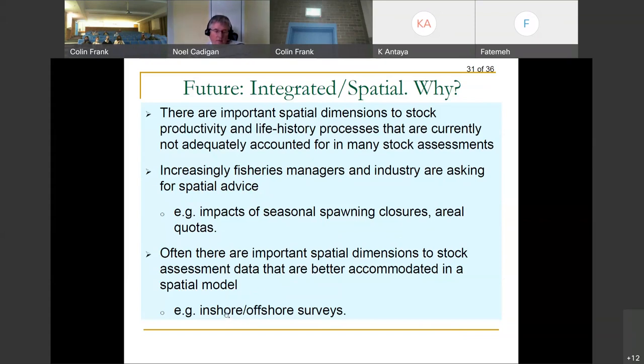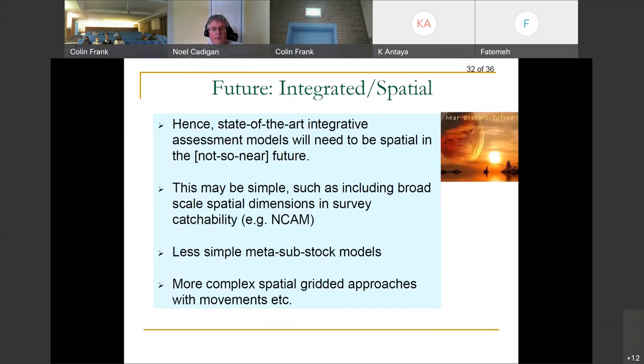So for NCAM, we have the inshore sentinel surveys and offshore bottom trawl surveys. If the distribution of the stock, inshore and offshore, is changing over time, it's kind of hard to account for that, although NCAM is trying to do something there. Hence, state-of-the-art integrative assessments will need to be spatial in the future, but I don't think it's the near future. I mean, probably not for me. I'll be retired before these things get routine, but maybe some of you will see it.